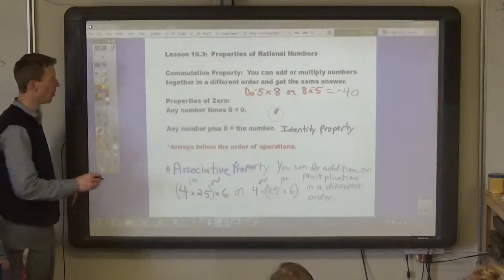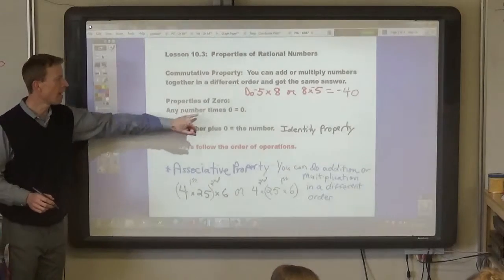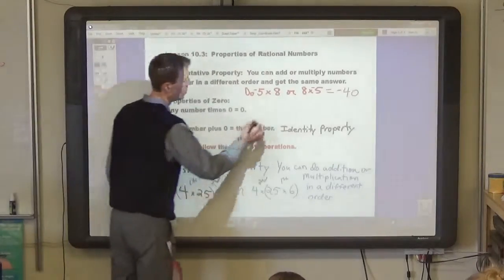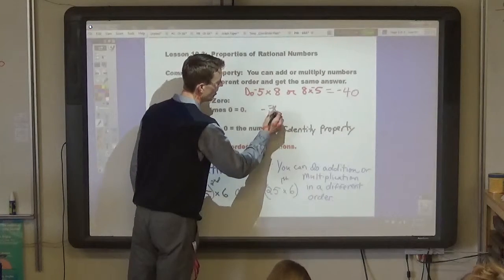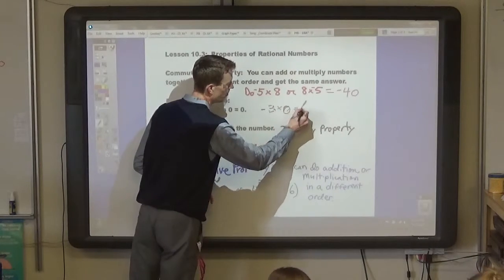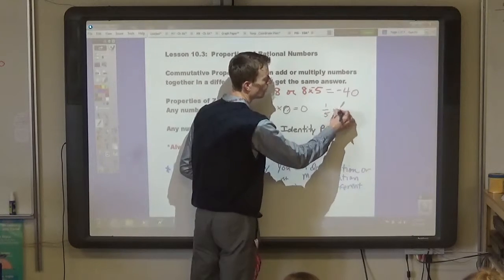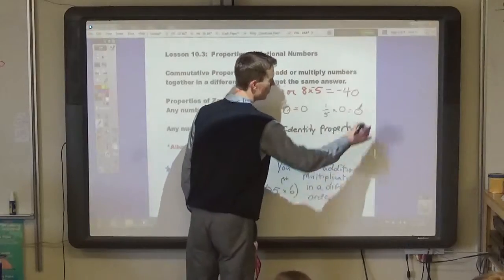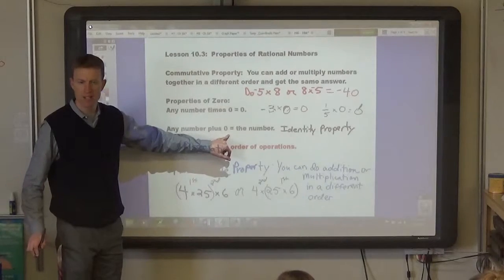Some properties of 0. Any number times 0 is 0. So negative 3 times 0 is 0. Or 1/5 times 0 is 0. Any number plus 0 is that number.